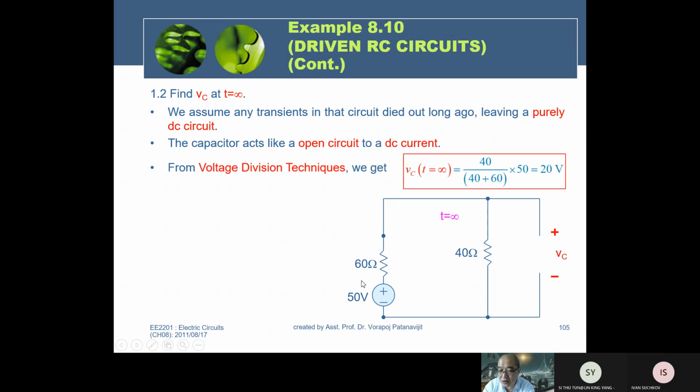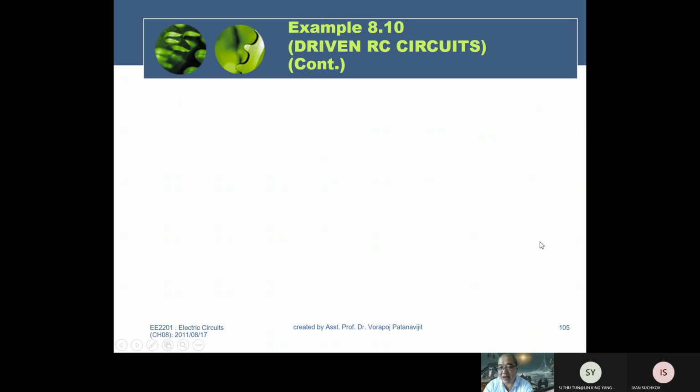VC is equal to the total voltage that you feed to them, 50, okay? Multiply with the resistance that VC takes, the voltage across the 40 ohm, okay, and divide by the sum of them, okay. In this case, you get VC at time infinity equal to 20 volt, okay. VC for time less than 0 is equal to 100. Now, you determine VC at time greater than 0.